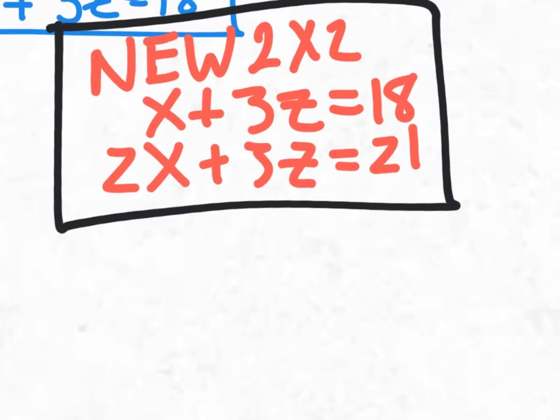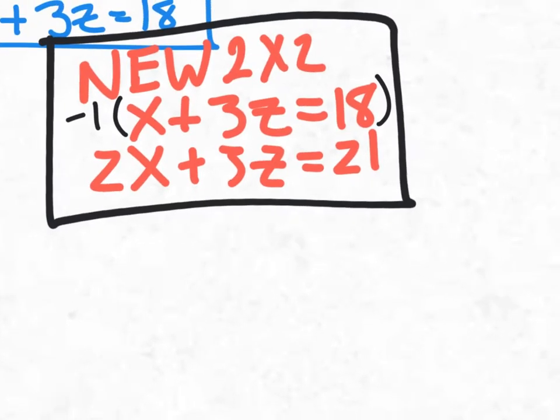So what's the quicker path? Canceling out x's or z's? I would say z's, right? All you have to do is what? Multiply one of them by negative 1. I want to multiply the top one by negative 1. I want to put in parentheses, put a negative 1 out here.